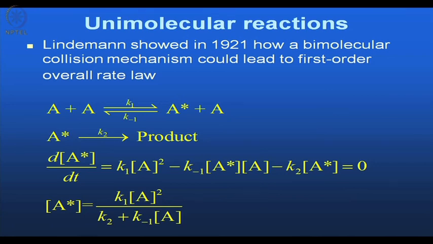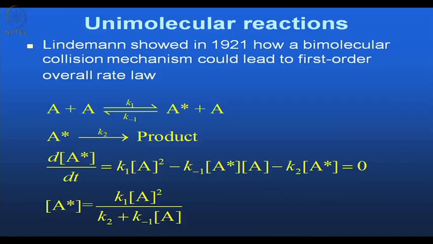Next, we will move on to unimolecular reactions. This is called the unimolecular mechanism, which was proposed by Lindemann in 1921. How a bimolecular collision mechanism could lead to a first order overall rate law was first shown by Lindemann in 1921.